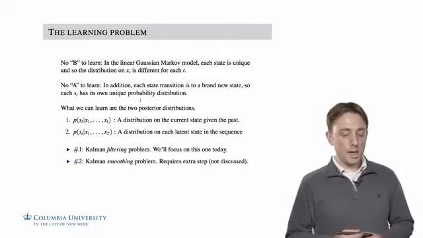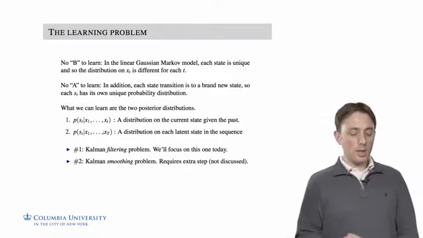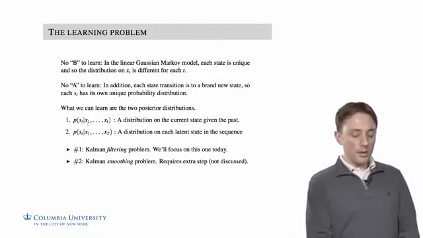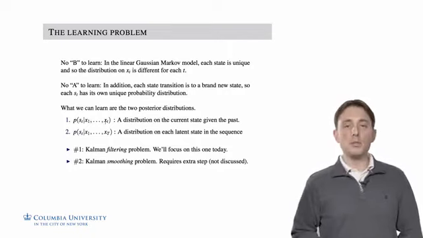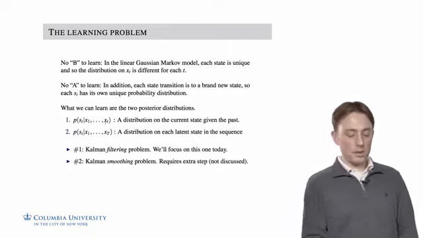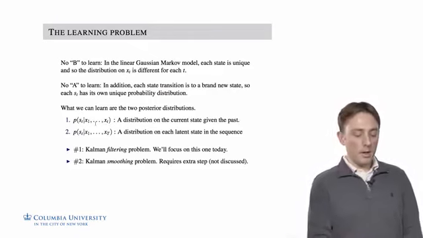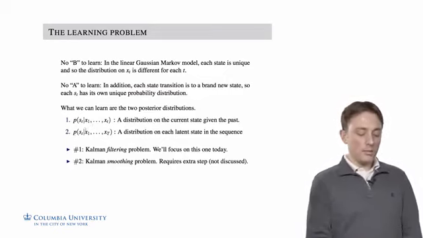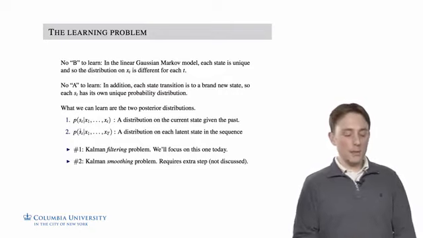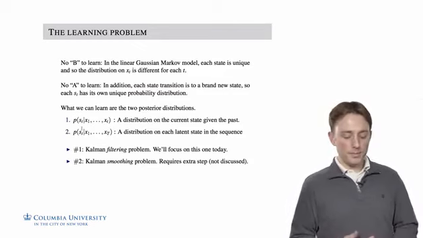What we can learn in this case are these two posterior distributions, and for the rest of the lecture we're going to be interested in the first one. But we can learn the posterior distribution of the state at time t, given the sequence that we've observed up until time t. So this is a distribution on the current state given all of the data I've seen up until that time. We might also be interested in learning the posterior distribution of the state at time t, given all of the data, including future data. So this would not be a real-time model.